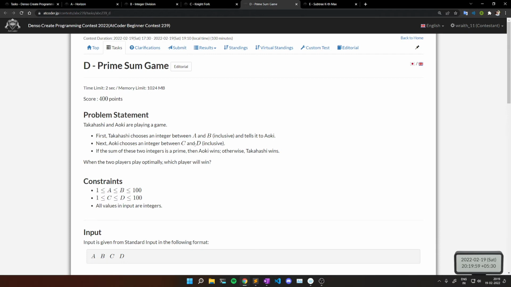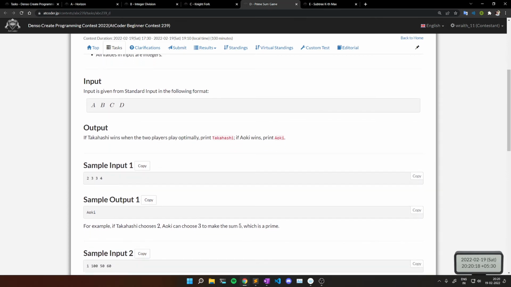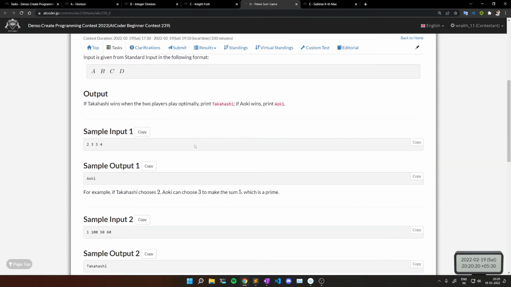So if Takahashi can find any number between a and b such that there is no number between c and d that makes the sum a prime number, then Takahashi will win, otherwise Aoki always wins. So what I am trying to say is, let's say for the given example 2 3 and 3 4.